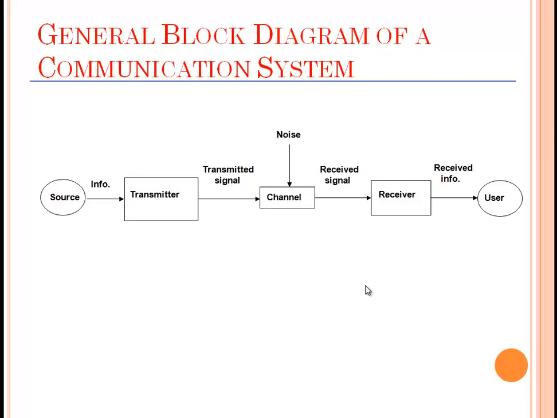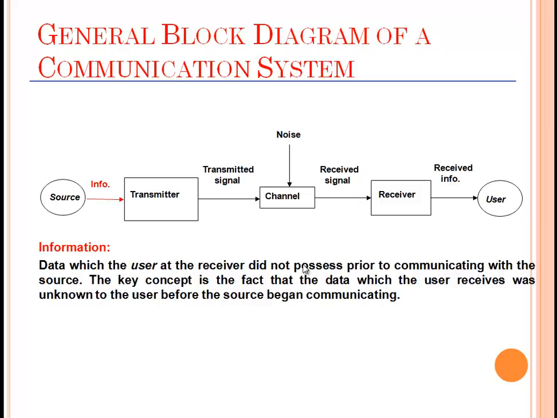So this is the general block diagram of a communication system where there is a source with the transmitter which generates the information, and there's a user at the receiver end which receives the information. So what's information? Information is data which the user at the receiver did not possess prior to communicating with the source. Therefore the key concept is that the data which the user receives was unknown to the user before the source began communicating.